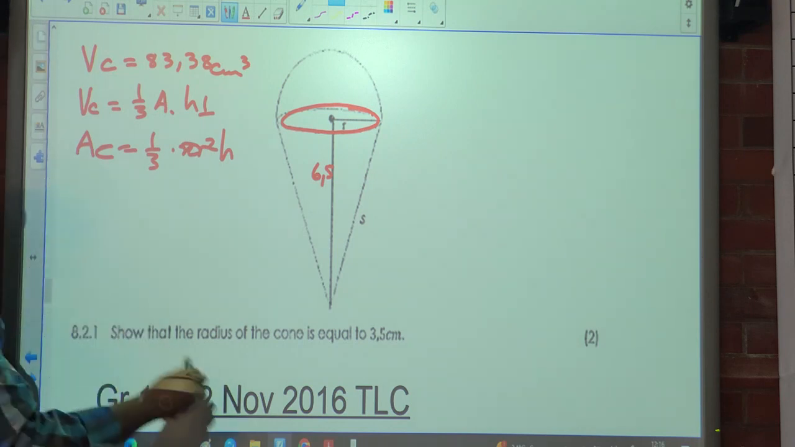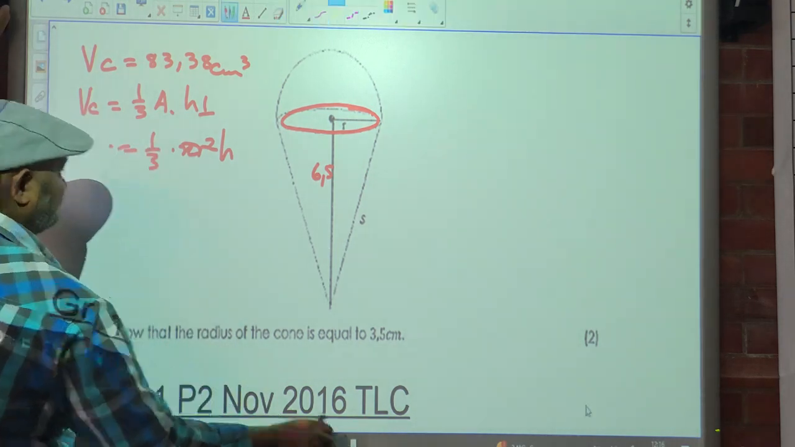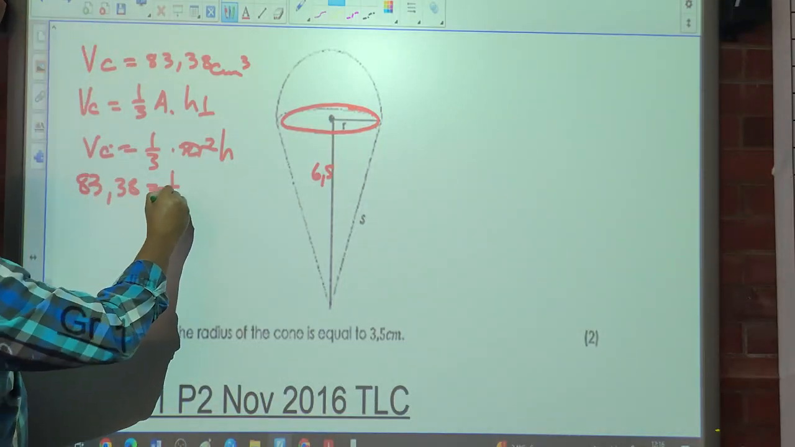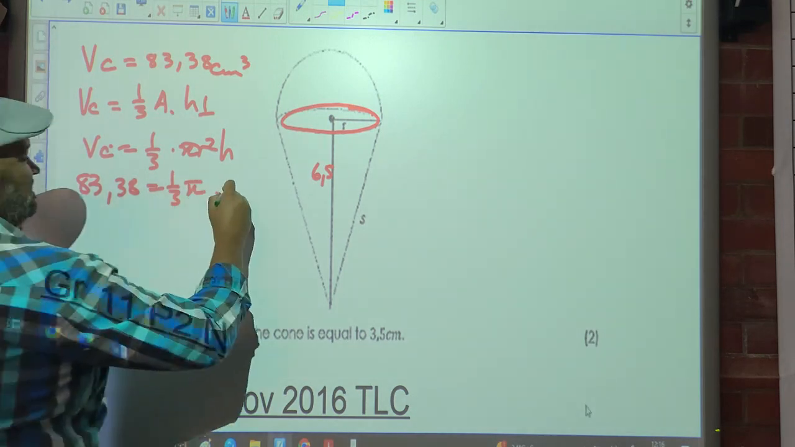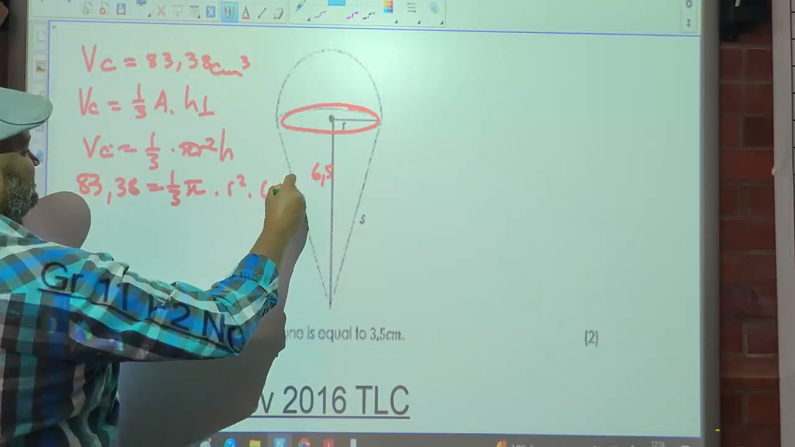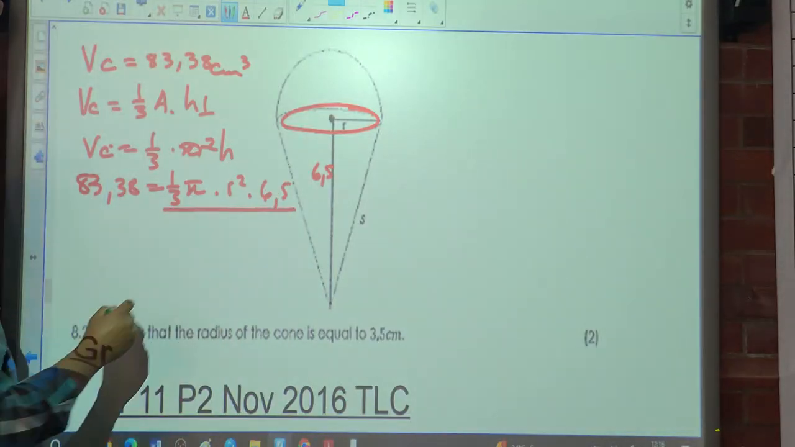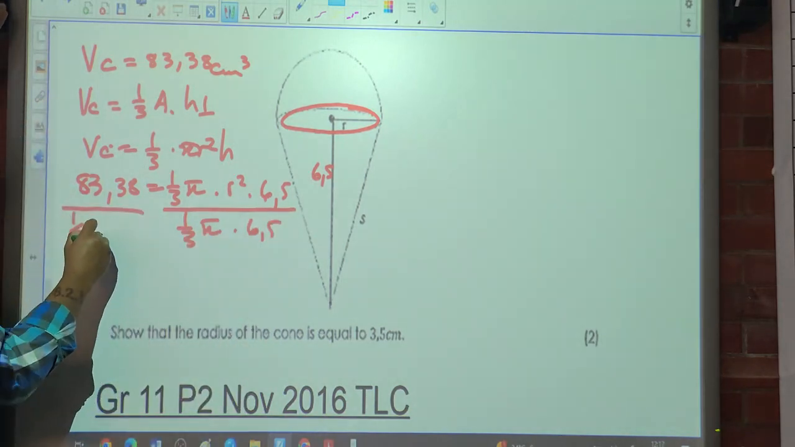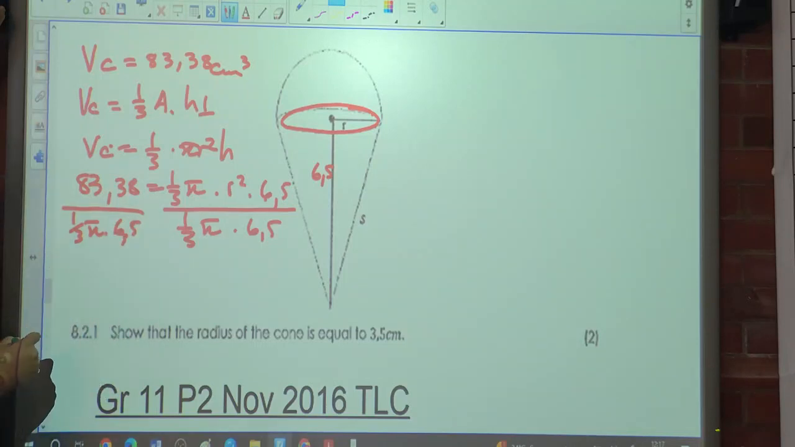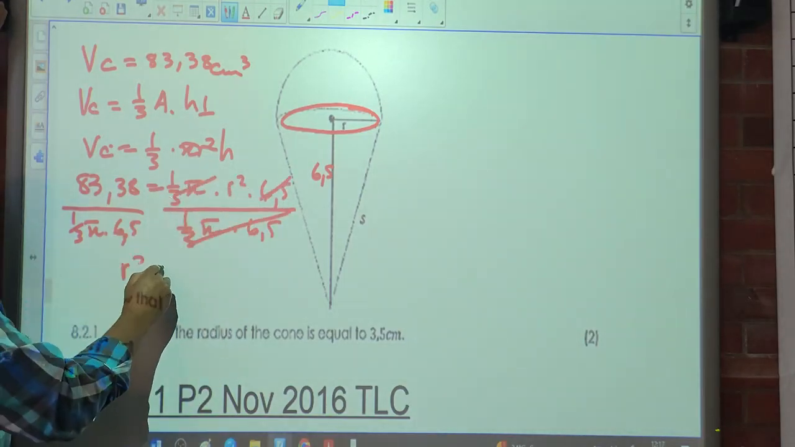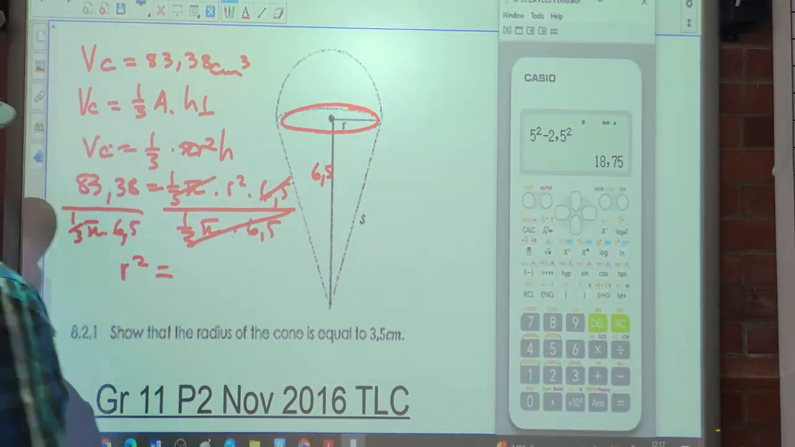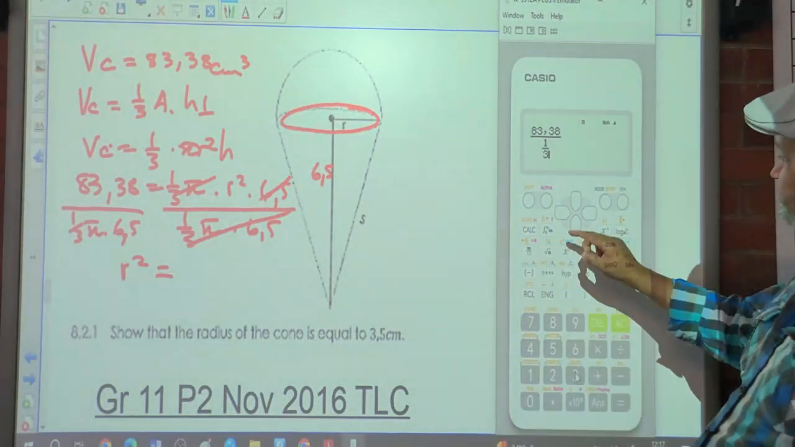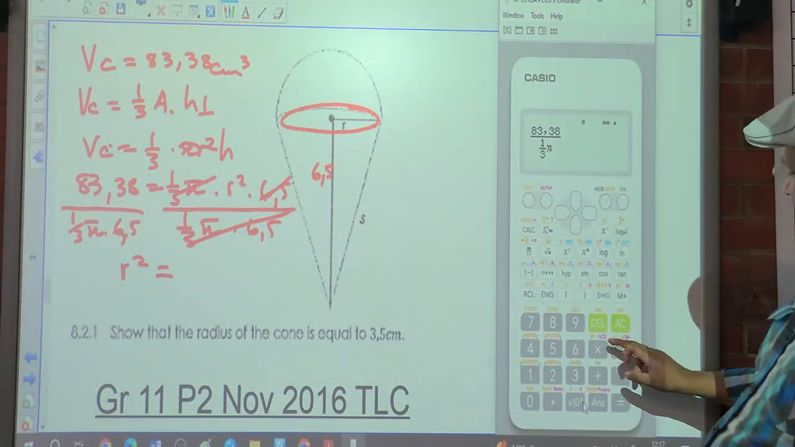So what is the area? Not the area, the volume. So what is the volume of this cone? 83.38 is equal to a third pi times radius squared, which is what I'm calculating, times the height of this cone, which is 6.5. To get r on its own, r squared, I divide by a third pi times 6.5. That cancels. Gives you r squared equal to 83.38 over a third pi times 6.5.